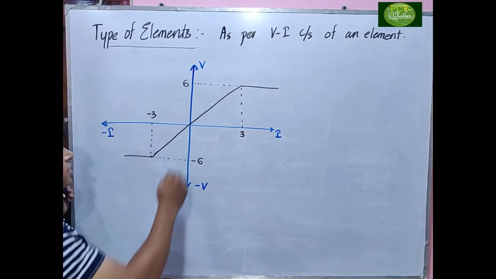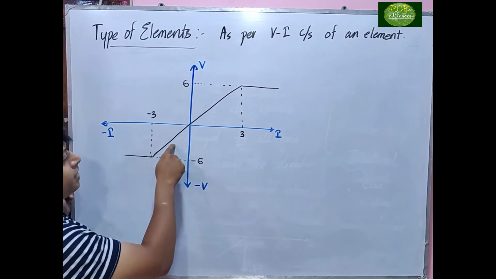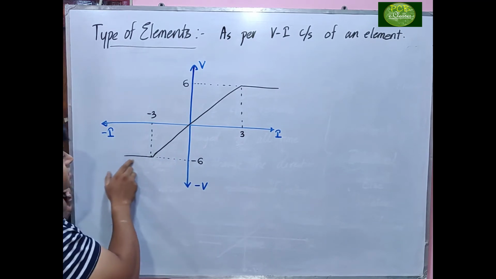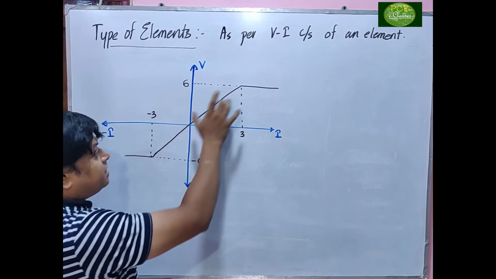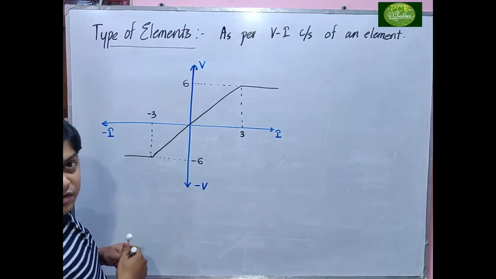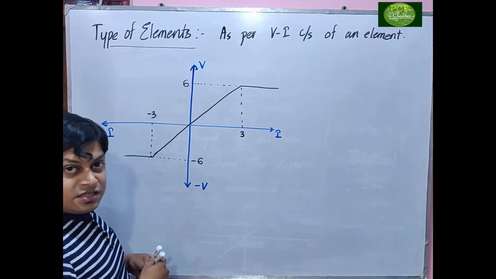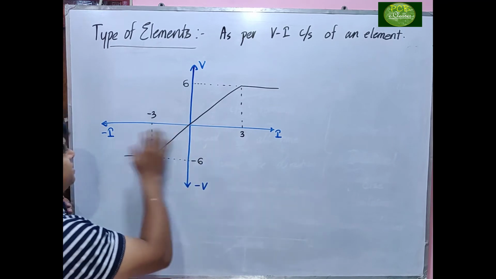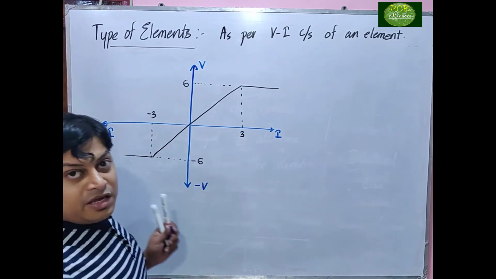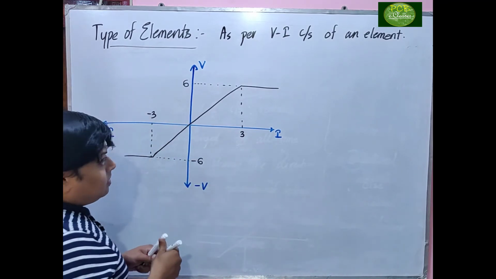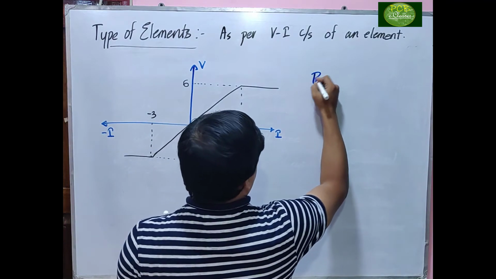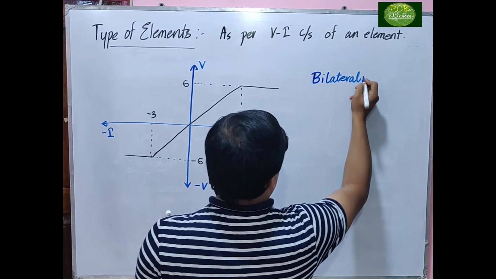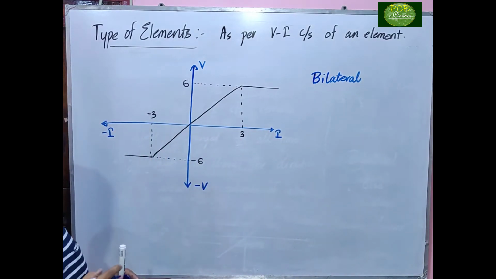Fine. Here, we will see what the slope is. Minus 6 by minus 3, 2. After this, it remains constant. So, is there any change in the characteristic? No. Although we change the voltage polarity and the current direction, the characteristic remains the same. So, this is bilateral in nature.